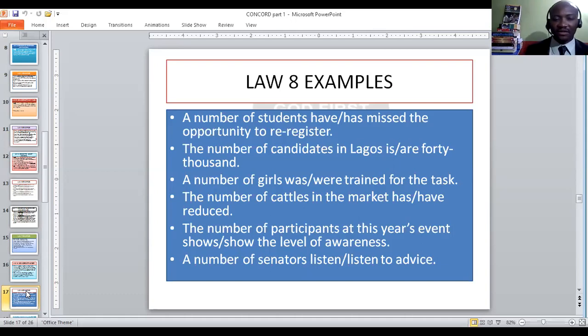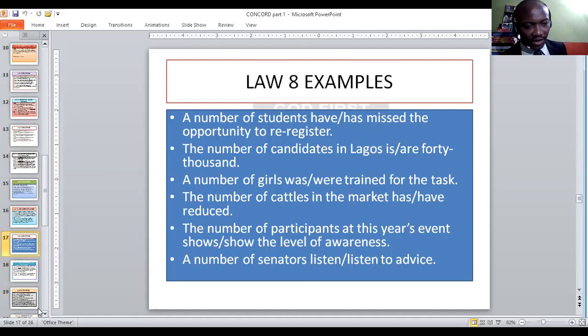A number of senators: plural. A, the indefinite article, coming before number, makes it plural. A number of senators listen, not listens, to advice.